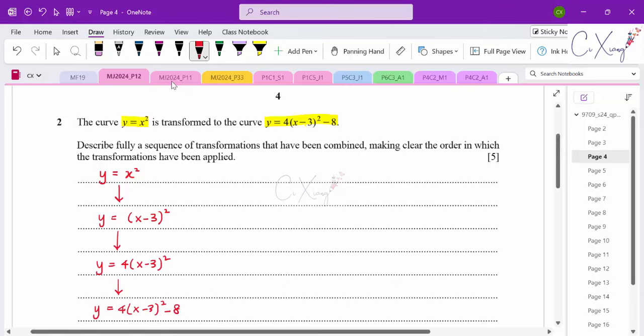If you want to have a look at the particular steps in detail, it will look something like this. You do the minus 3 in the basic bracket first, basic function first, followed by multiplying by 4 outside, then followed by minus 8. So in detail, this is actually a translation in x. From here to here is a translation in x. From (x - 3) squared to this one is a stretch in y. And followed by the next one is the translation in y.